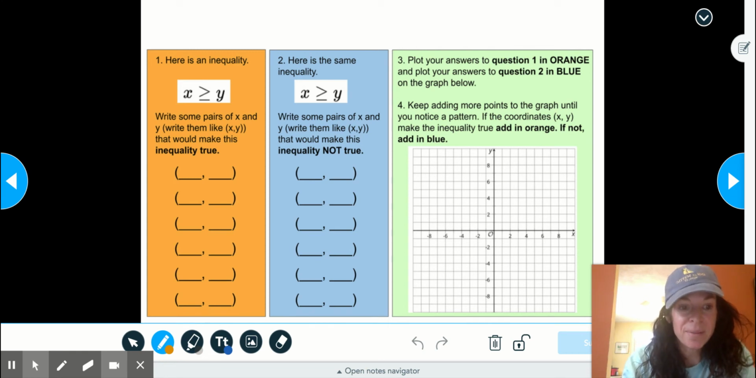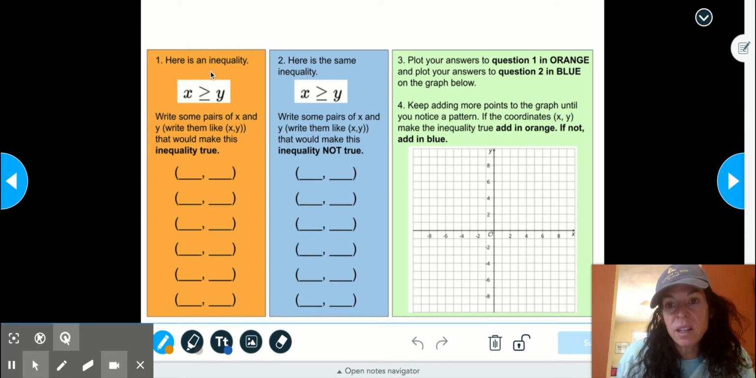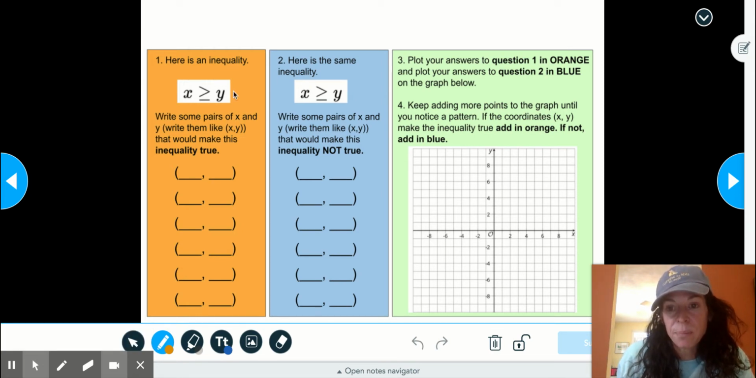Here we go. Reading. Luigi style, if you know that reference. Reading. That's how we're always going to start. So here is an inequality, and this is how we read this inequality. X is greater than or equal to y.